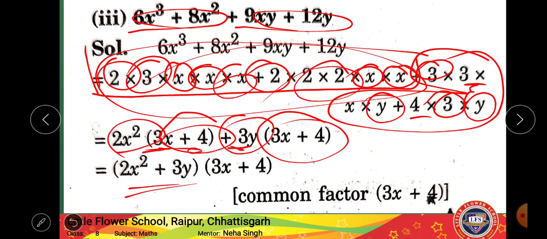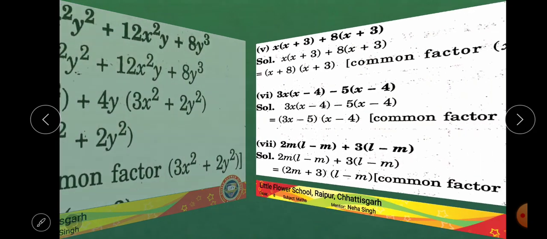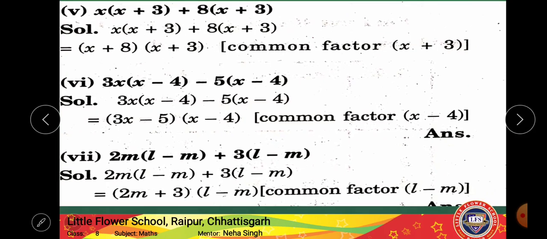Okay, you can go through this question also. Pairing, and then we have taken common, steps are same, right? See, now fifth question, directly the common term has been given. You just need to write this x plus 3. After taking x plus 3 common, what are we left with? x plus 8 and x plus 3. So this is the answer, right?